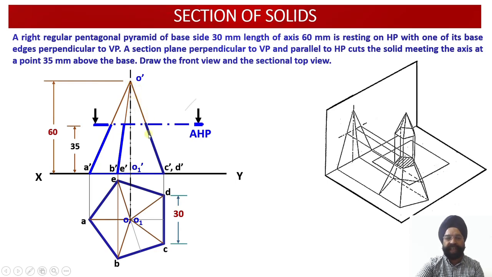Similarly, O dash D dash slant edge has been cut by the cutting plane at this point, so the name of this point will also be 4 dash. And finally, the slant edge O dash E dash has been cut by the cutting plane at this point, so the name of this point will be 5 dash. So 1 dash, 2 dash, 3 dash, 4 dash and 5 dash. These are the 5 points of intersection which are available to me in the front view.